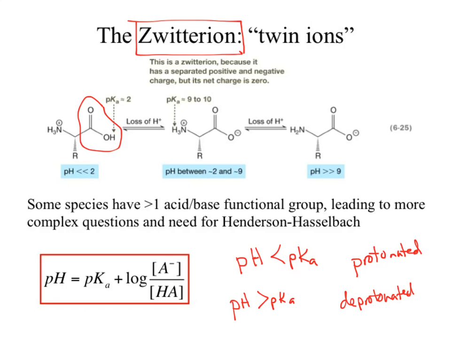So if we take a look at our individual structures, that middle one is our zwitterion, because the overall charge is neutral, but it has both charges in it, both a positive and a negative. Okay, so you may hear reference to a zwitterion in future classes.